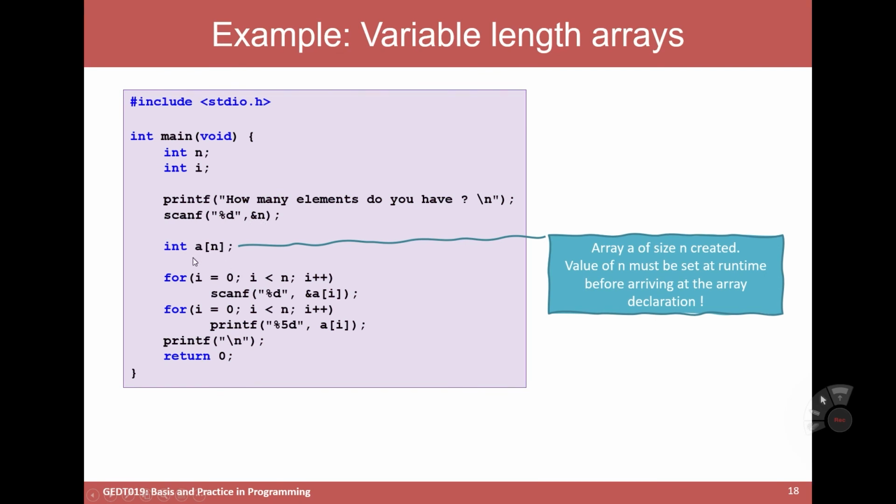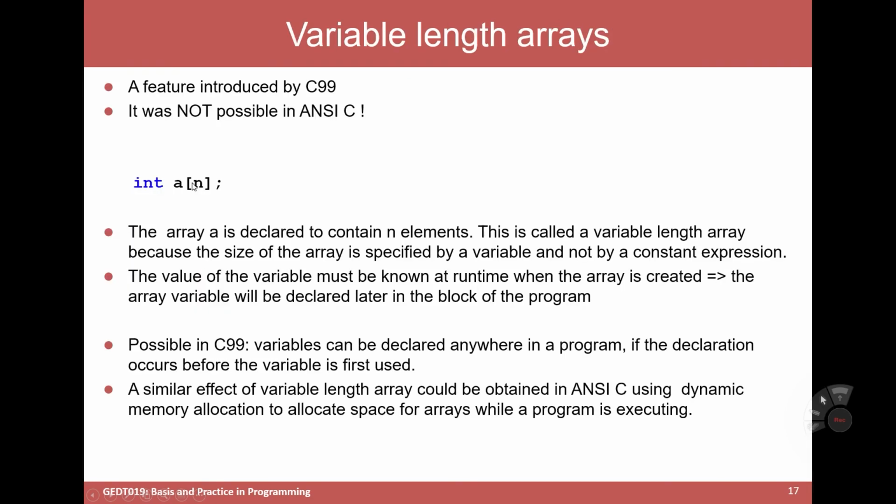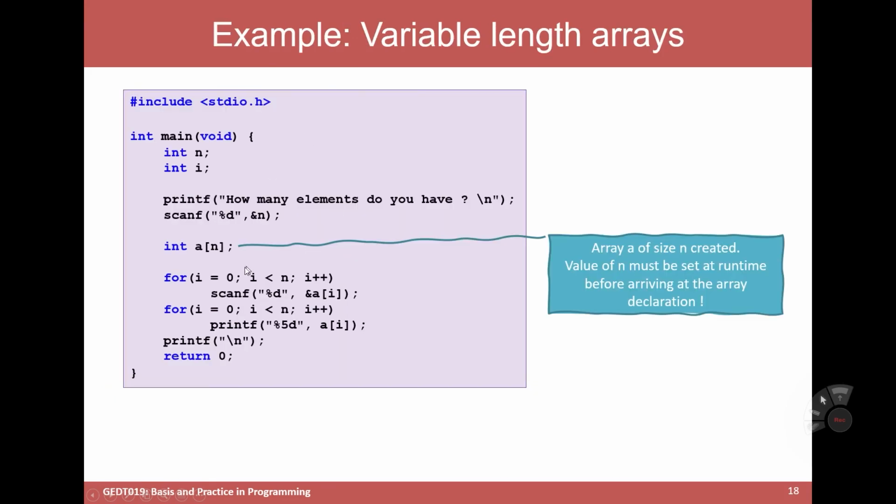This kind of thing is available in C99. This one is only available in the C programming language compiler 99, that means 1999. If you are using an old C language compiler, in this case this code will not run. Let me show you what I mean by that. This feature of making an array where the size of the array is a variable, not a constant.